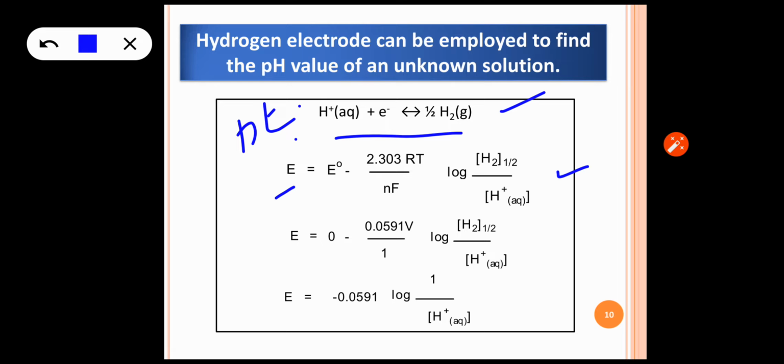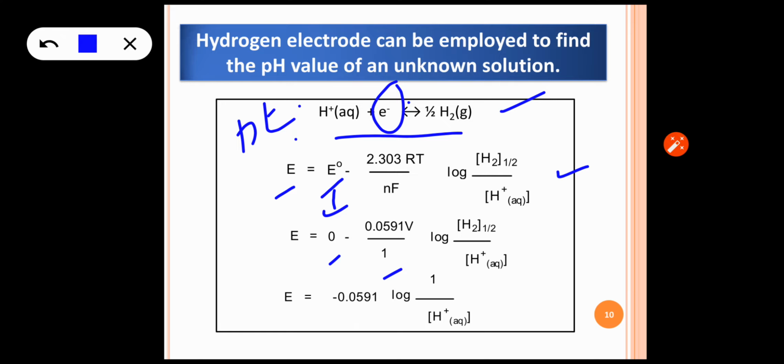Here E represents the reduction potential of the normal hydrogen electrode, whereas E naught is the reduction potential of the standard hydrogen electrode. Since the reduction potential of the standard hydrogen electrode is taken as 0, E naught will be 0, and the expression reduces to E is equal to minus 0.0591 divided by 1. Here R is the gas constant, F is the Faraday, and n represents the number of electrons. Since 1 electron is getting transferred here, 1 is written.